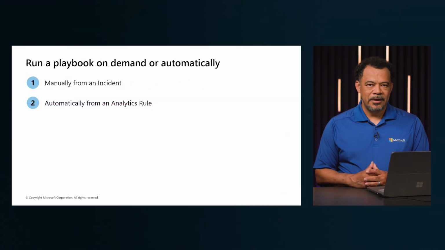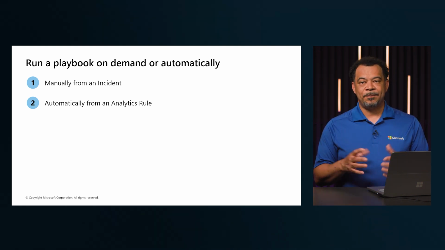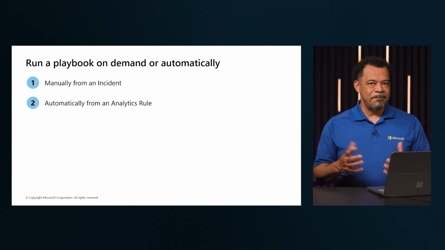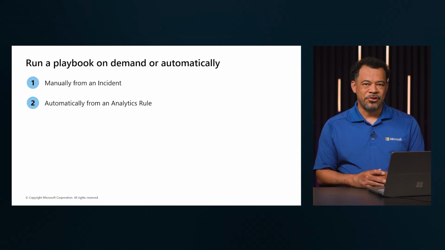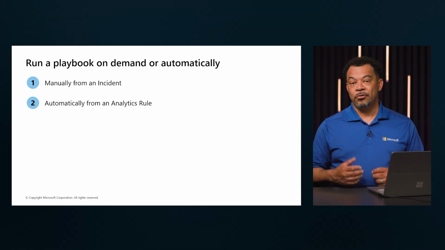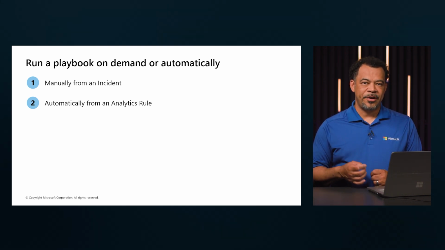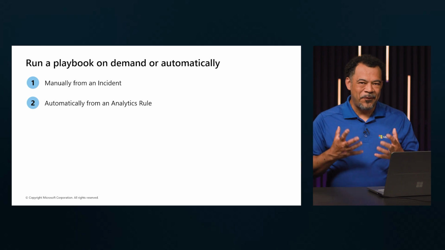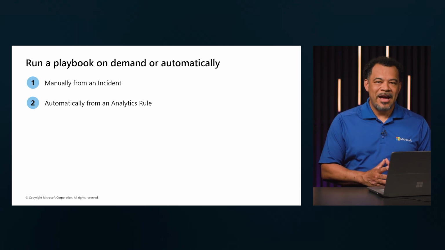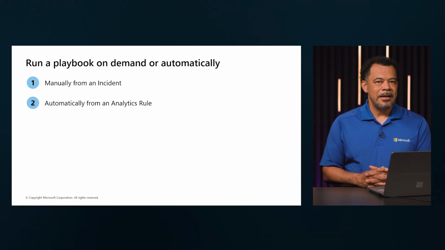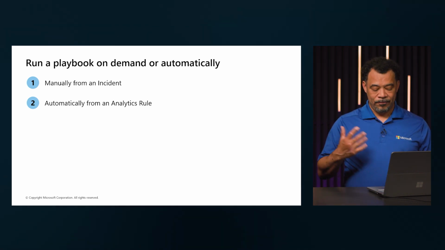Playbooks in Microsoft Sentinel can be executed in two primary ways, offering you flexibility in how responses are triggered. The first method is manual execution, where an analyst runs the playbook directly from an incident, allowing for targeted case-by-case responses. The second method is automation through analytics rules, enabling playbooks to run automatically when specific detection criteria are met. This dual approach supports both reactive as well as proactive security operations. It ensures that teams can respond quickly while also scaling their response capabilities through automation capabilities.